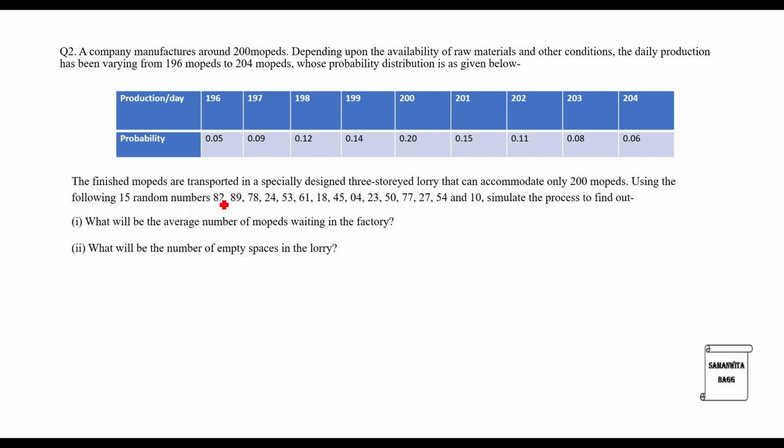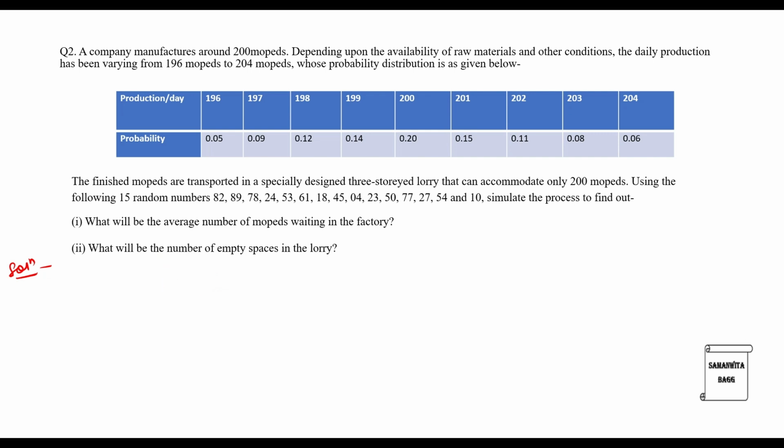The finished mopeds are transported in a specially designed 3-storied lorry that can accommodate only 200 mopeds. Using the following 15 random numbers, simulate the process to find out what will be the average number of mopeds waiting in the factory and what will be the number of empty spaces in the lorry. So we will have to solve this and we will use the similar technique which we used in the first problem, except that we are going to now draw the tables based on the data given.